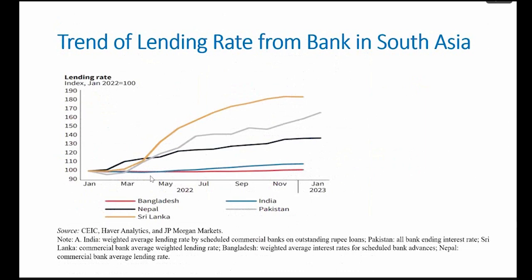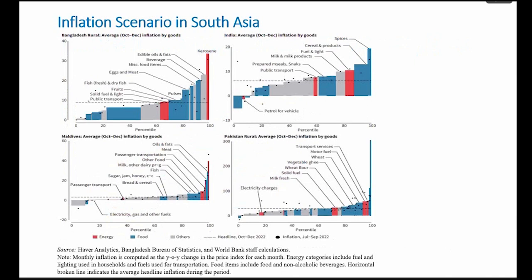The trend of lending rates from banks in South Asia: if you look at Bangladesh, this is the index calculated from SAEC and Haver Analytics of World Bank estimation, and Sri Lanka is higher than other countries. This is based on 2022 data. Again, this is the inflation scenario in South Asia. For inflation of goods in Bangladesh, I divided it into energy, food, and other sectors. Energy sector inflation is much higher than food and other sectors in Bangladesh. But in the case of India, food sector inflation is much higher than energy and other goods. This is based on Haver Analytics and World Bank data calculation.